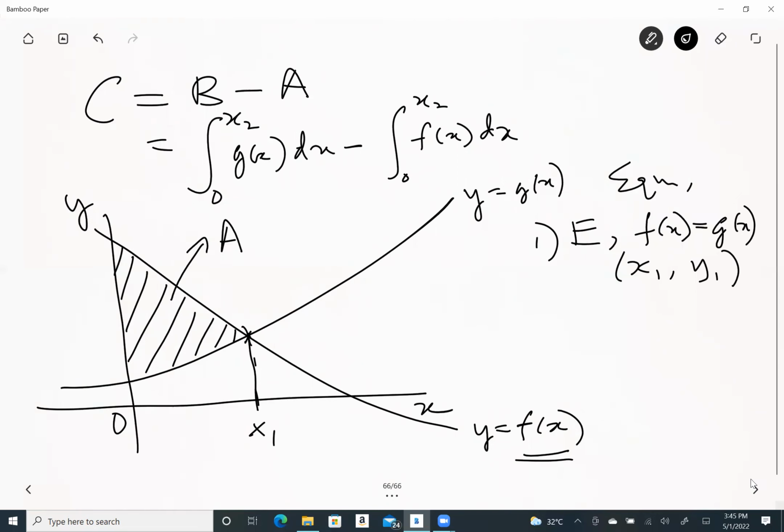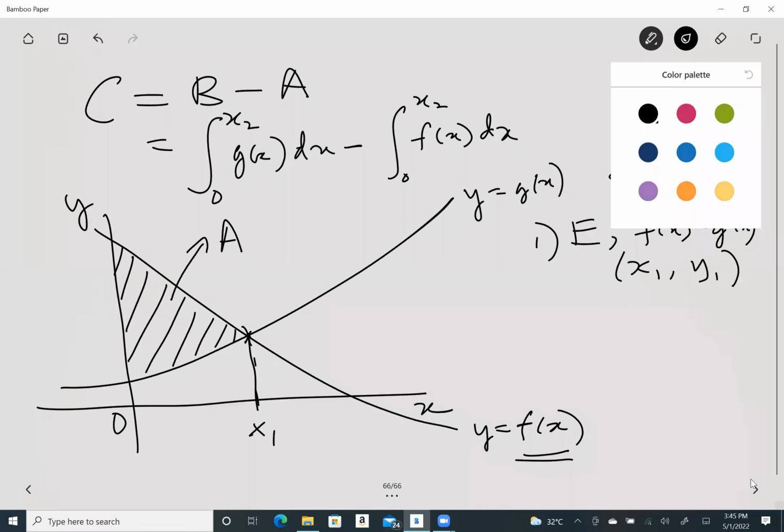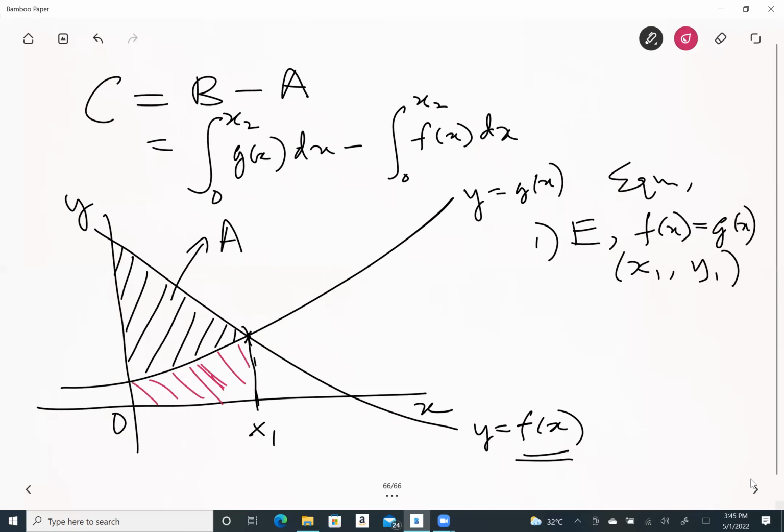You have to subtract the integral or the area under g of x from 0 to x1 because we only need that area A. Okay, so you have to take out area here, area bawah. Okay, area bawah, you have to take out this one. And the area below is the area under g.